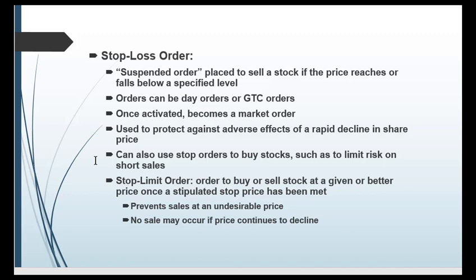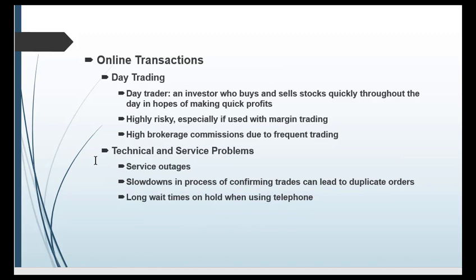A stop limit order is an order to buy or sell stock at a given or better price once a stipulated stop price has been met. This again prevents the sale of something at an undesirable price, right? So no sale might occur if the price continues to decline. So again, these are ways that we can protect some of our trades. For instance, what if it was a short sale? We don't want it to sell if the price is going down. So again, we can specify how we want the orders actually to be closed.